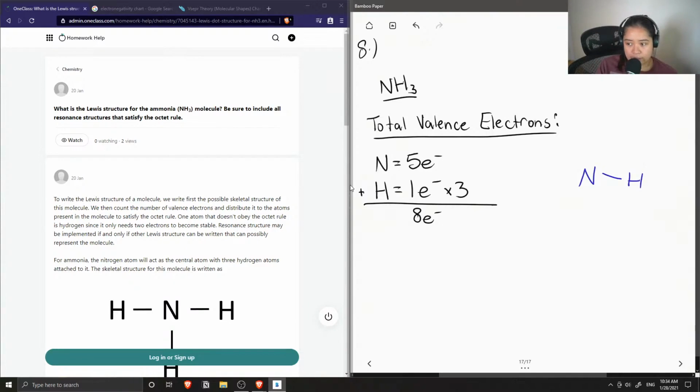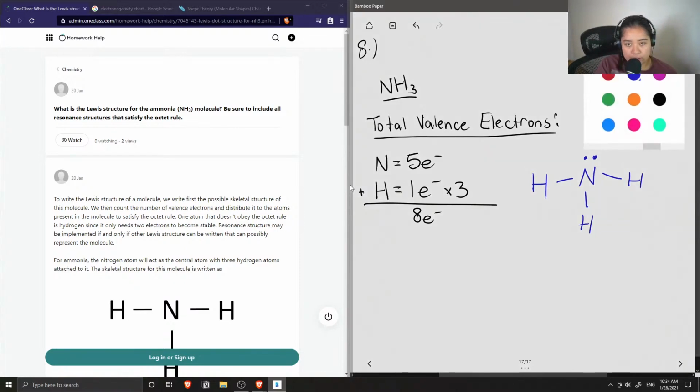So now that we know nitrogen is our central atom, we can draw its 3 bonds to hydrogen. If we recall that each bond contains 2 bonding electrons, and we have 3 bonds, we only have 6 electrons drawn so far, so we need to put the remaining 2 electrons on our nitrogen. Okay, so this gives us the final Lewis structure of NH3.